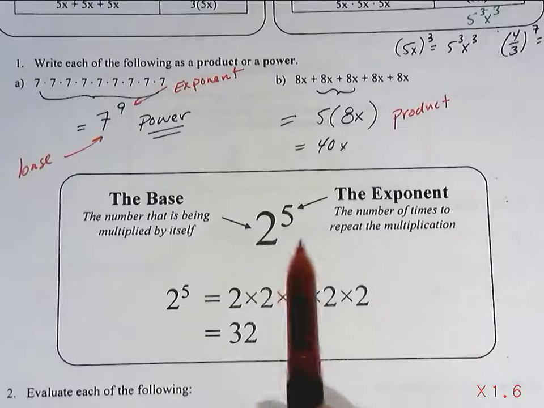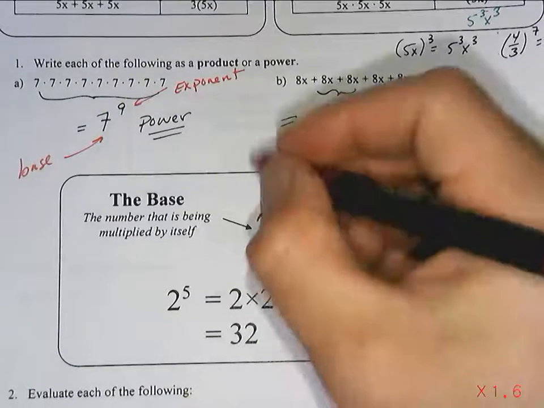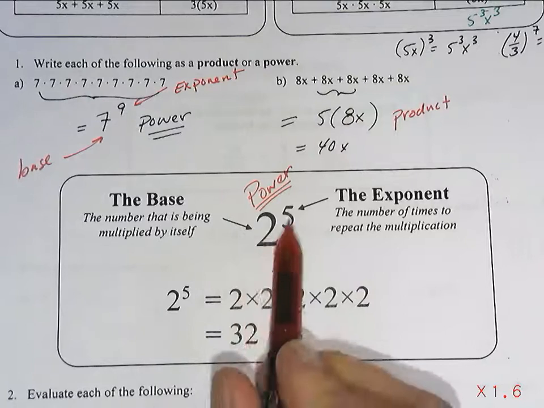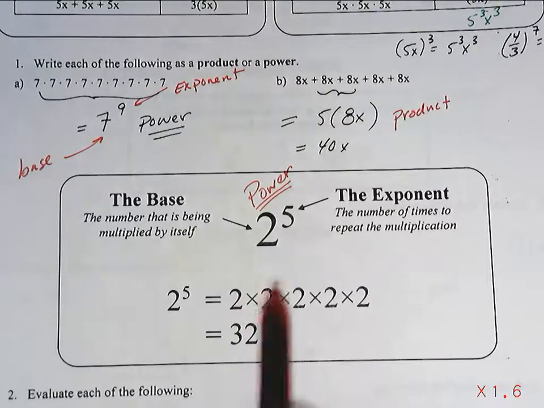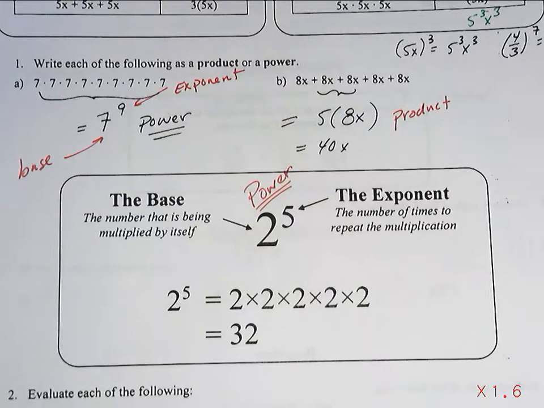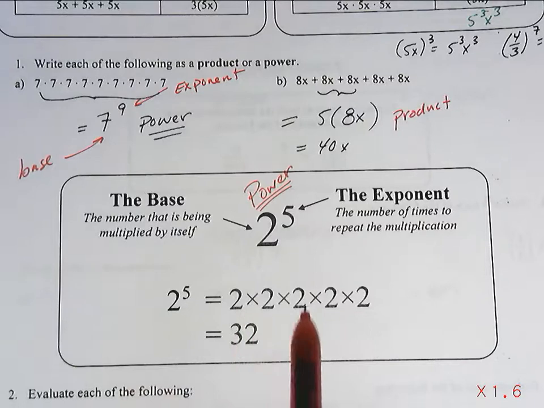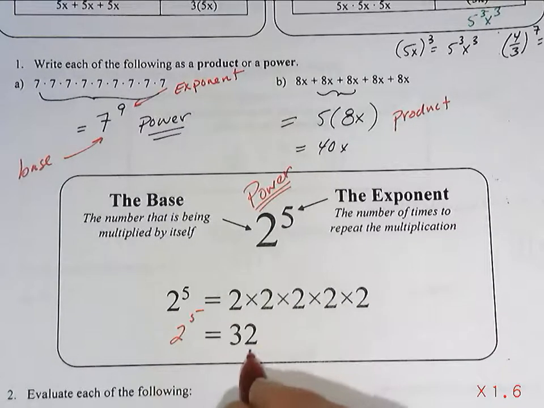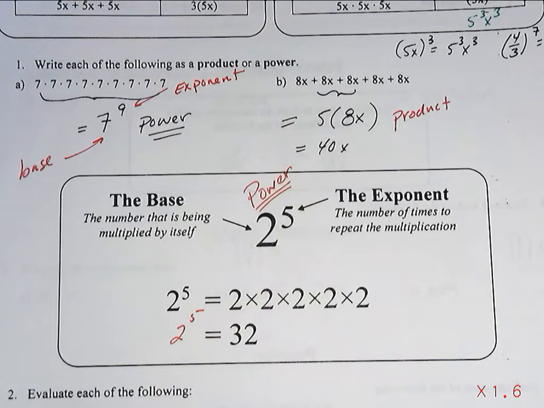So, like I was saying before, we have the anatomy of a power. This whole thing is called a power. And it has a base of 2 and an exponent of 5. And what it means is take the base and write it out 5 times and multiply them all together. Okay? That's what it means. And we do know that 2 times 2 is 4, times 2 is 8, times 2 is 16, times 2 is 32. So we do know that this 2 to the 5 has a numerical answer of 32. They're equal. They mean the same thing.